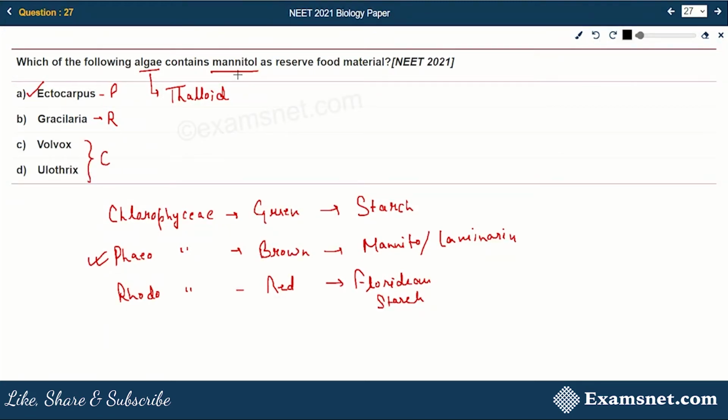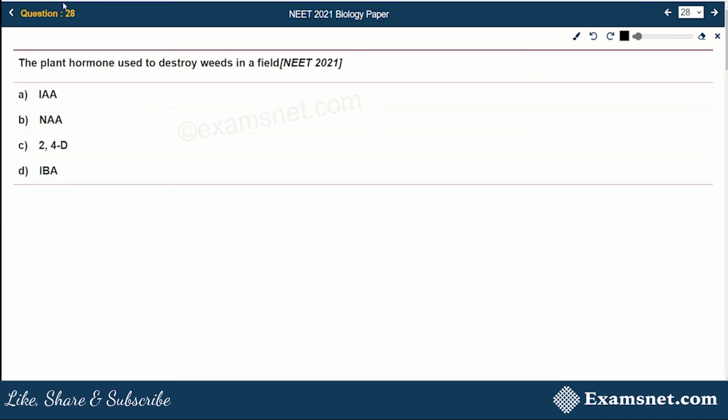Question number 28 is from the chapter Plant Growth and Development, class 11, and the question is, the plant hormone used to destroy weeds in a field. The options are indole acetic acid, naphthalene acetic acid, 2,4-D or 2,4-dichlorophenoxyacetic acid, and indole butyric acid. So the correct option is option C, that is 2,4-dichlorophenoxyacetic acid. All the given four options are types of auxins.